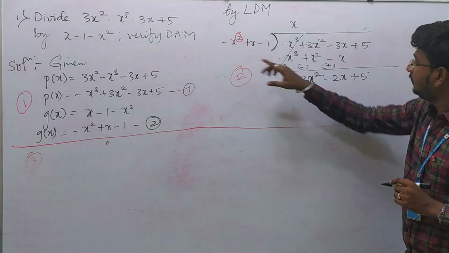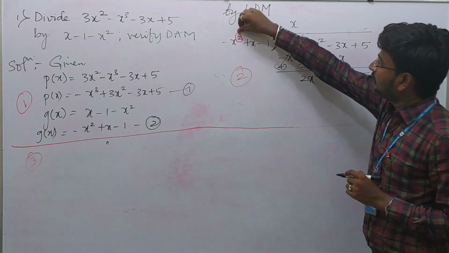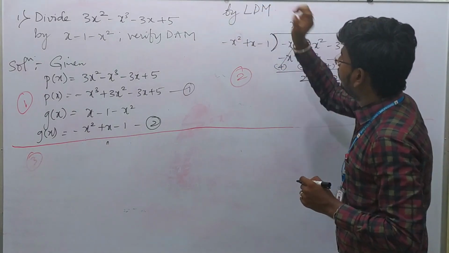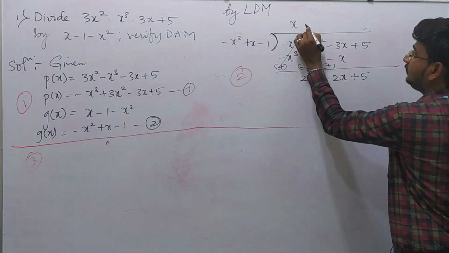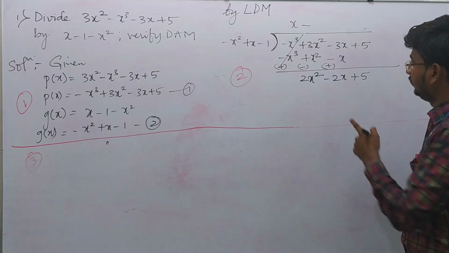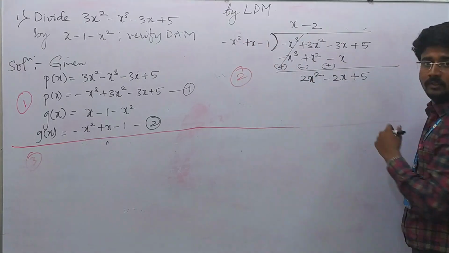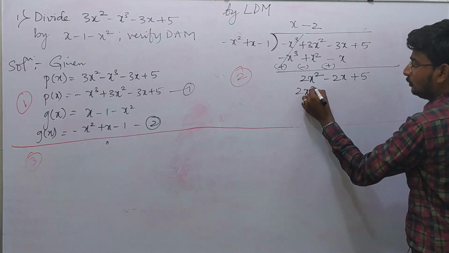Now coming to the next part. Here it is 2x square. Here it is minus x square. I have to make it plus 2x square. Minus into minus will become plus. 2 into x square will become 2x square. So this is 2x square.